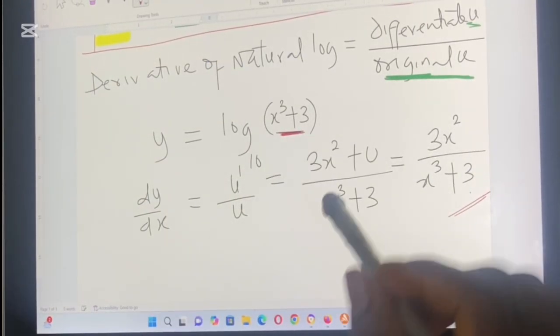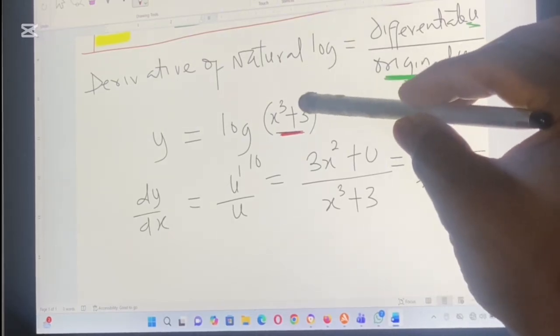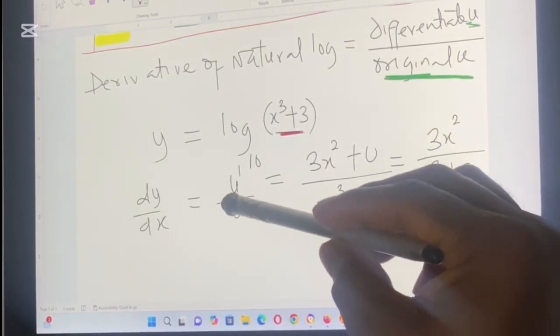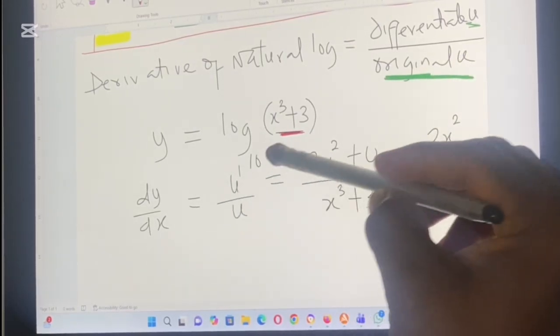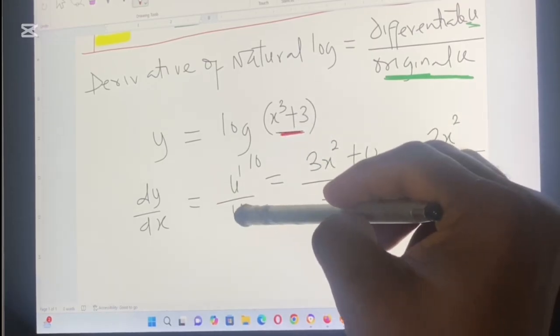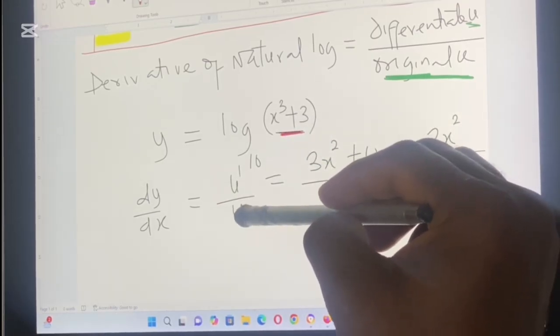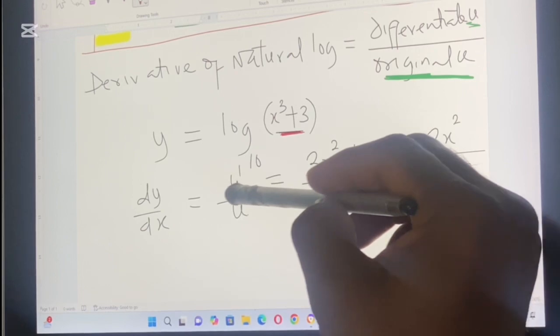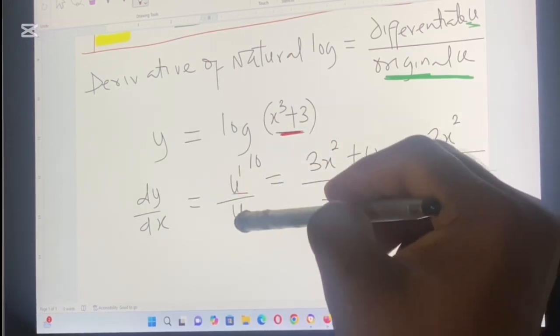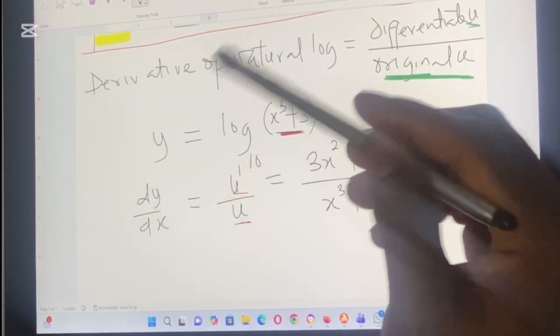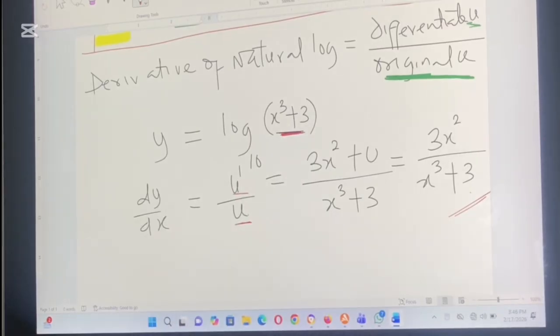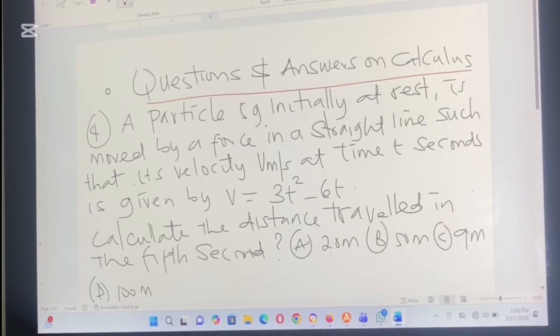It's very simple. Differentiate u, repeat it at the denominator. That means replace the original u at the denominator. Differentiate u, replace the original u at the denominator part. Okay, now let's take the next question here. That is question 4. Let's solve this question here.